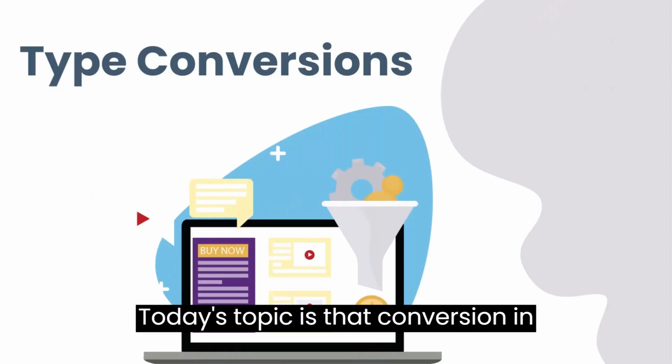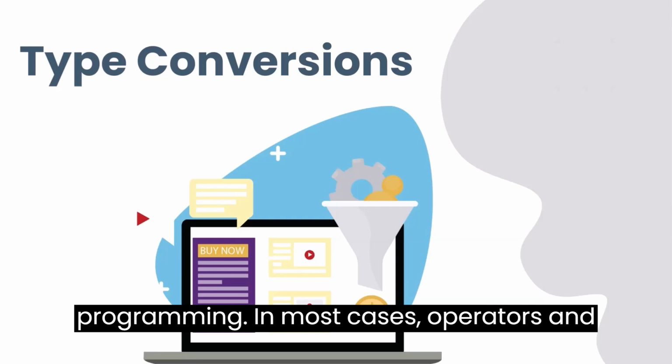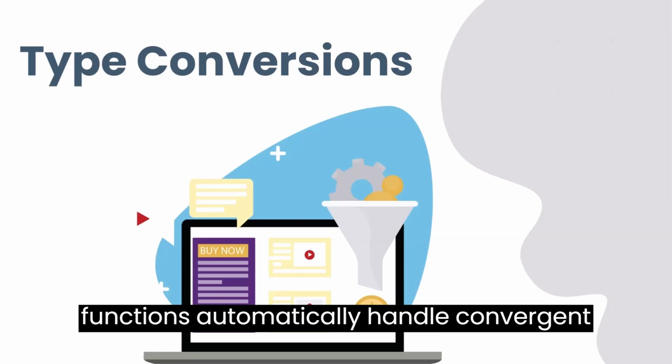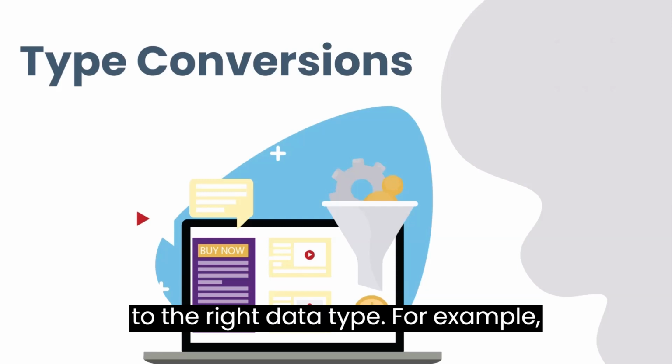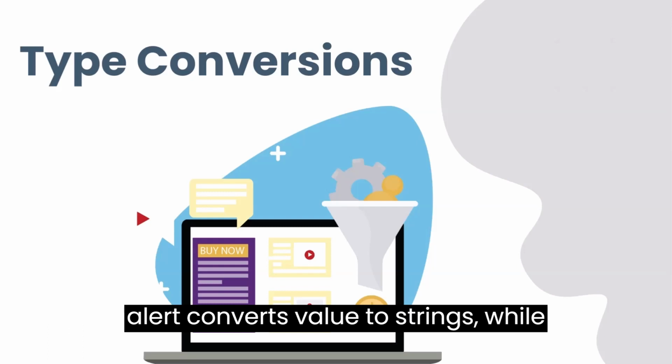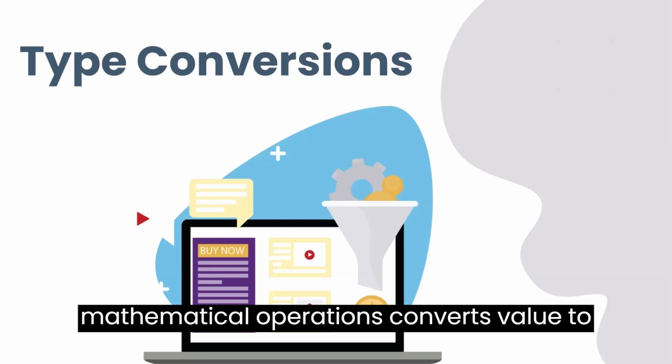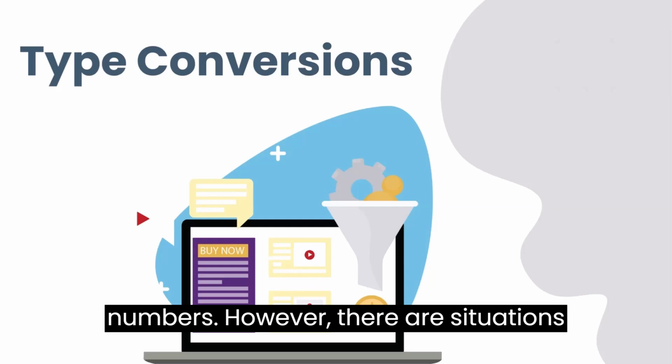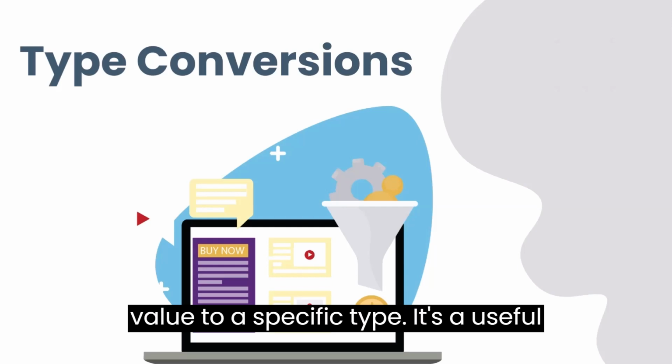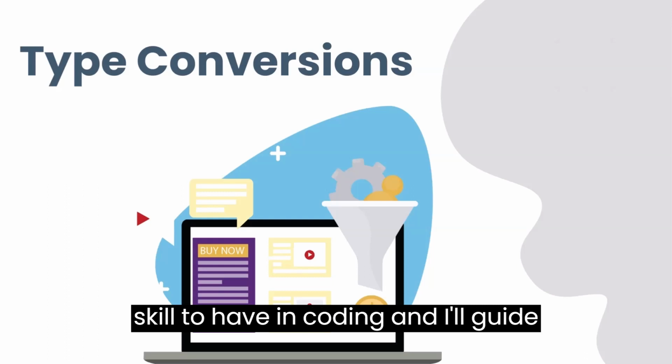Today's topic is type conversion in programming. In most cases, operators and functions automatically handle conversion to the right data type. For example, alert converts values to strings, while mathematical operations convert values to numbers. However, there are situations where we need to explicitly convert a value to a specific type. It's a useful skill to have in coding, and I'll guide you through it.